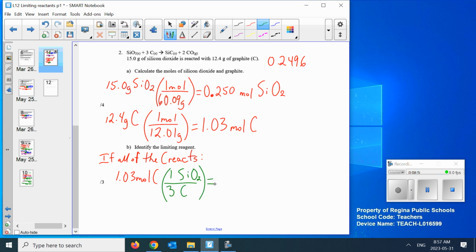When I divide that by 3, I know it's 33-ish. 1.03 divided by 3 is 0.343. So if all of the carbon reacts, all of the graphite reacts, 0.343 moles of silicon dioxide are needed. Do we have that much? It will run out. The silicon dioxide will run out before we get there.